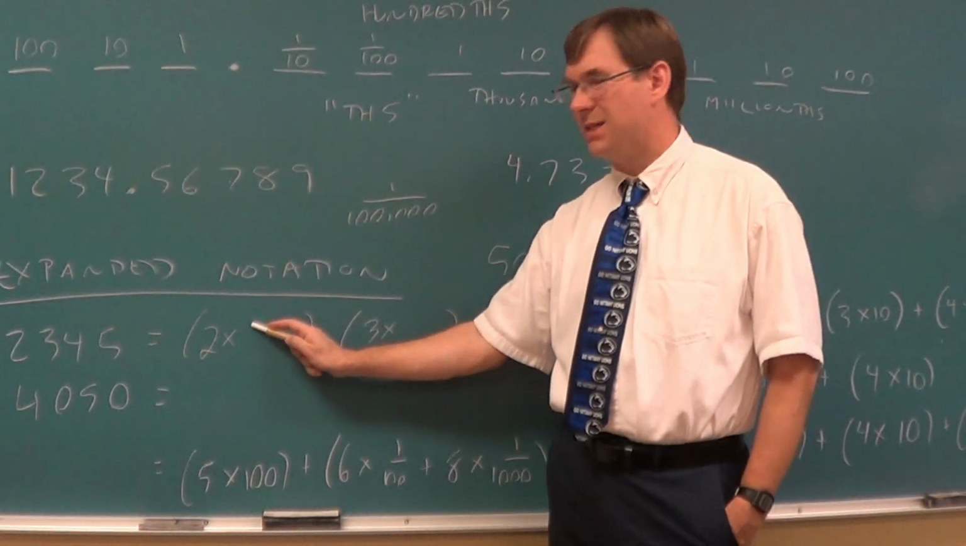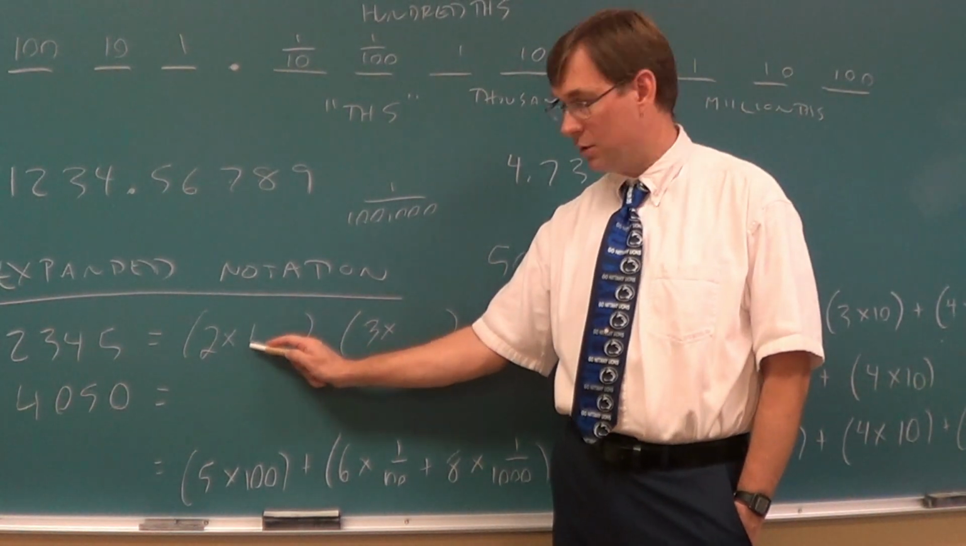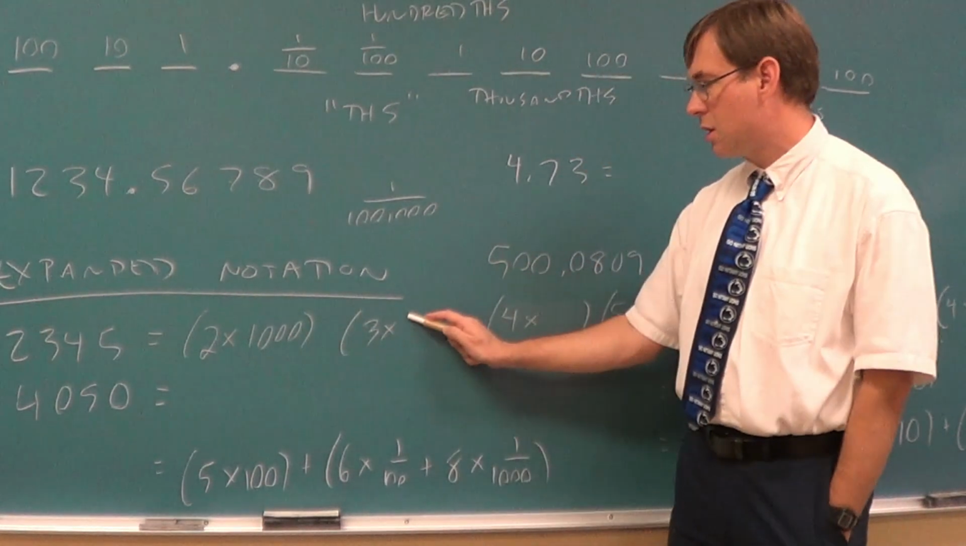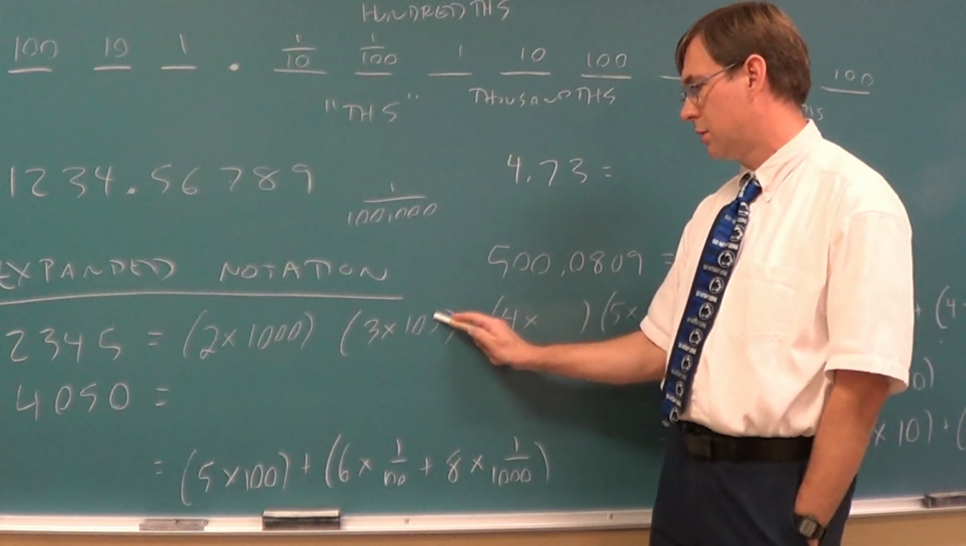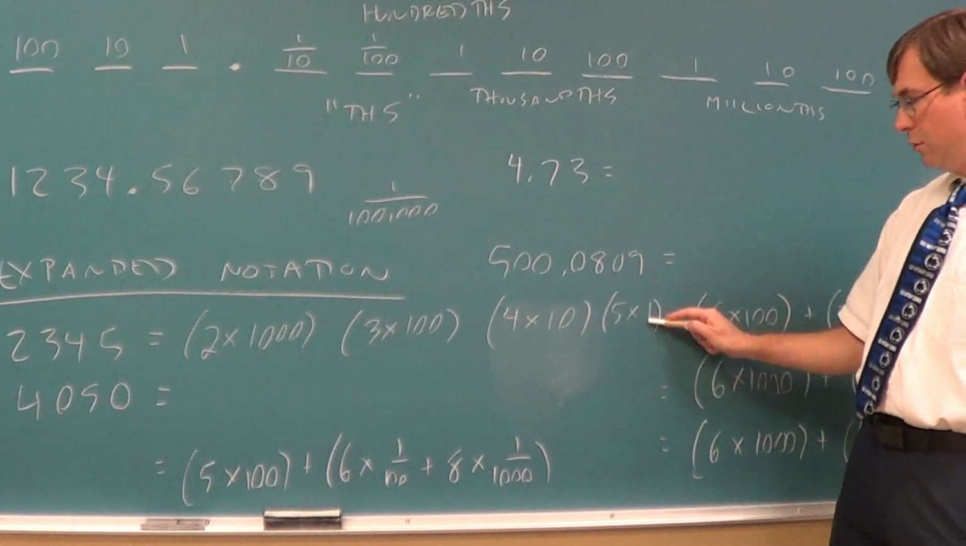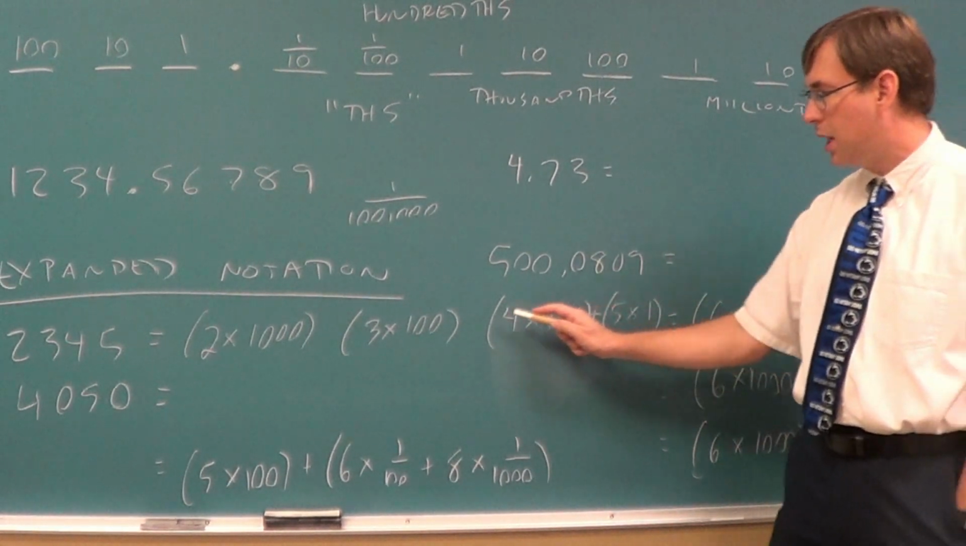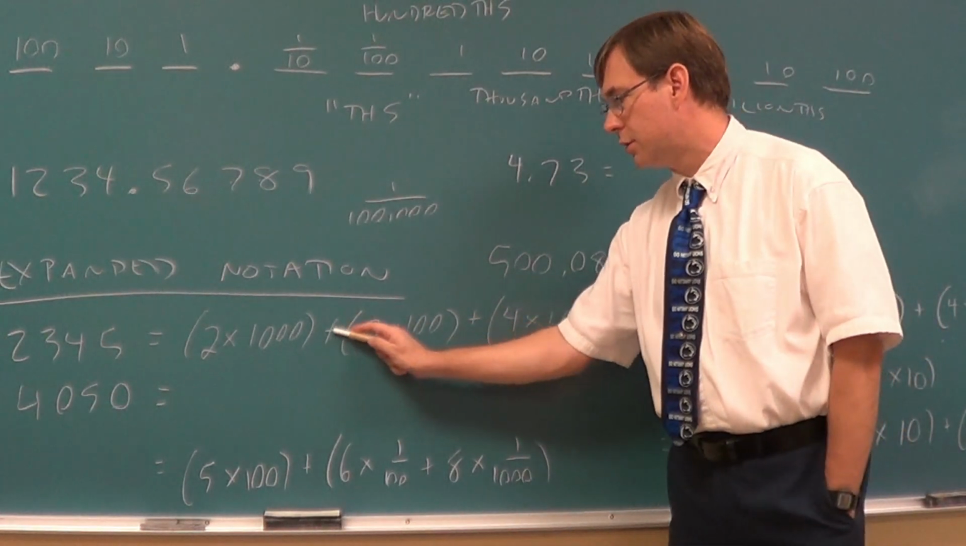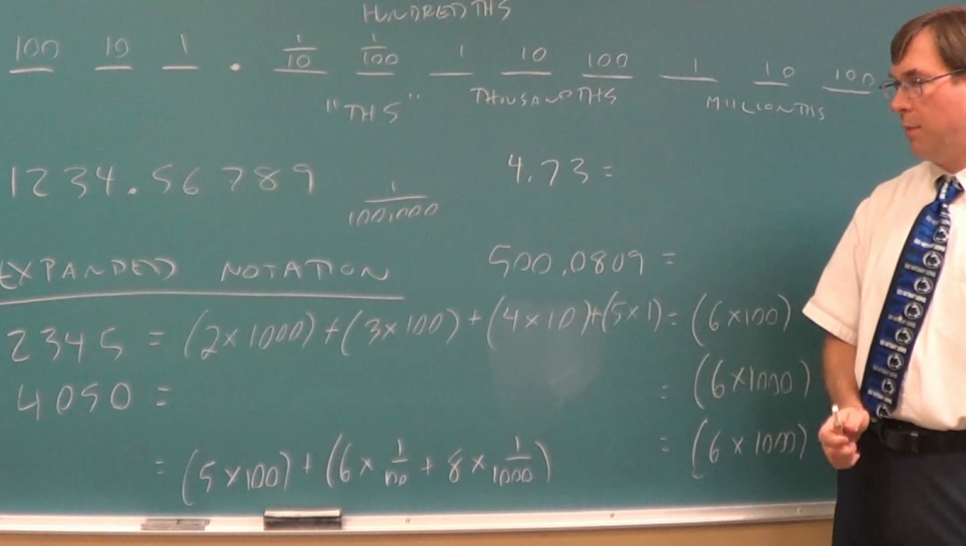So what place is the 2 in? Thousands. What place is the 3 in? Hundreds. What place is the 4? Tens. What place is the 5? Ones. And then we're going to put these pluses in as joiners to put those all back together.